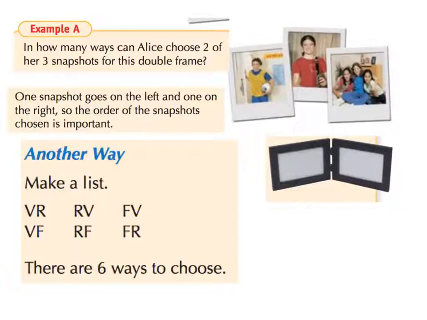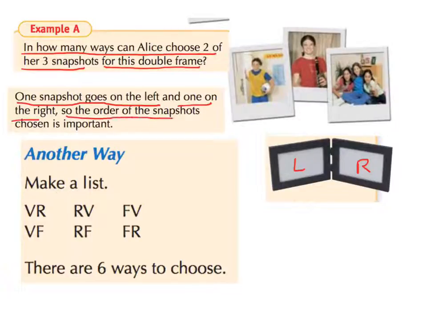Let's look at it in another way. In how many ways can Alice choose 2 of her 3 snapshots for this double frame, in the left frame and in the right frame? One snapshot goes on the left and one on the right. So the order of the snapshots chosen is important. So let's take this to be his victory, recreation, and family snapshot. So let's make a list of the arrangements.